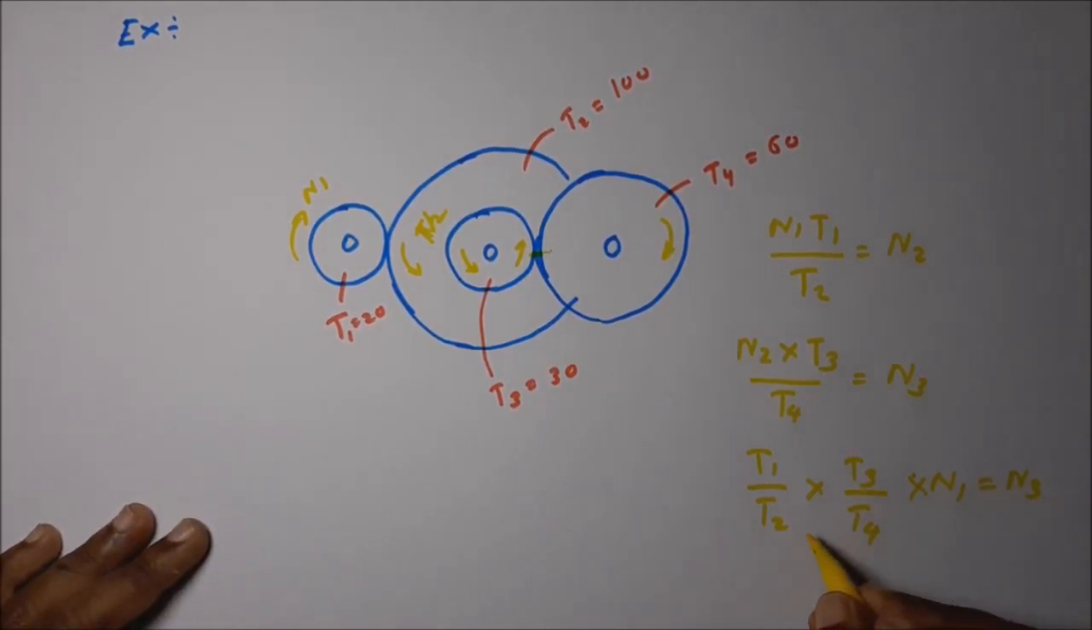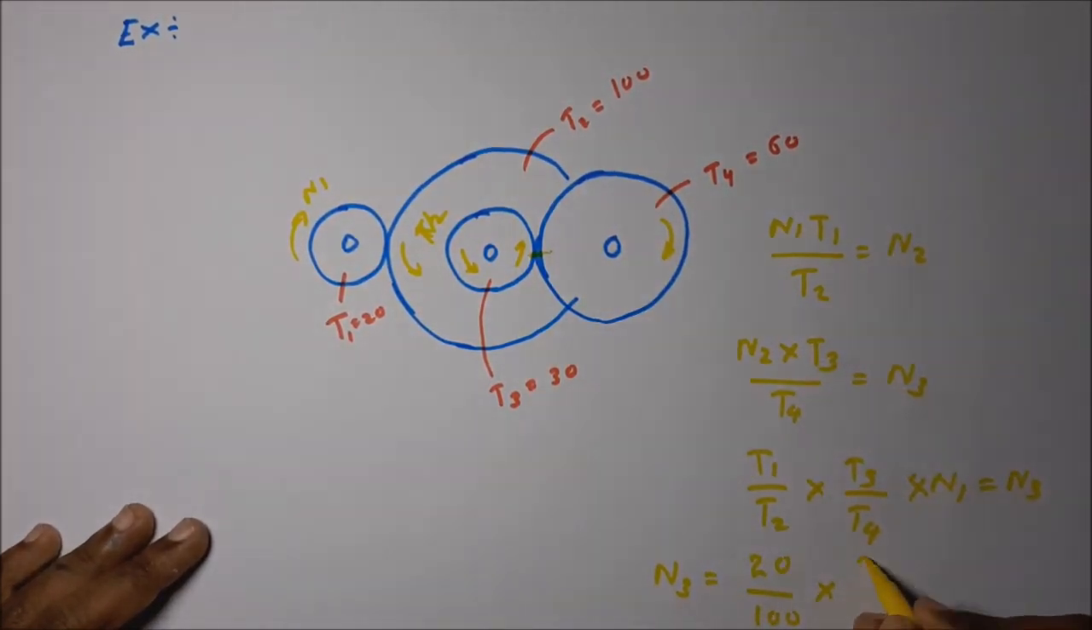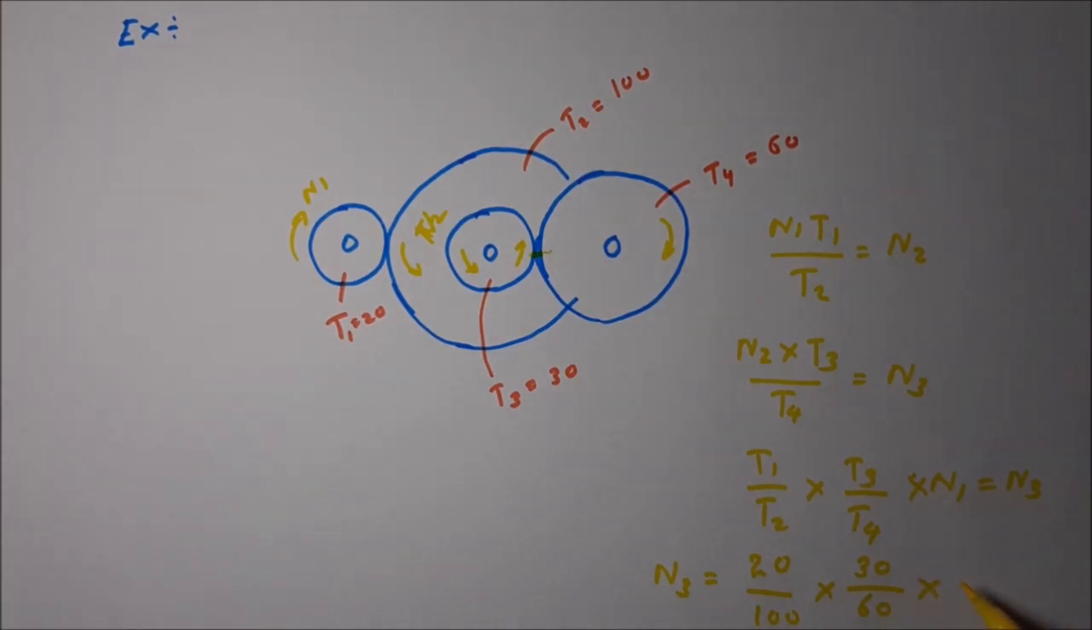So then we can substitute the values in this equation. The N3 we have to calculate. What is T1? T1 is equal to 20. What is T2? 100. T3, 30. T4, 60. So what is N1? N1 is given as 1450.